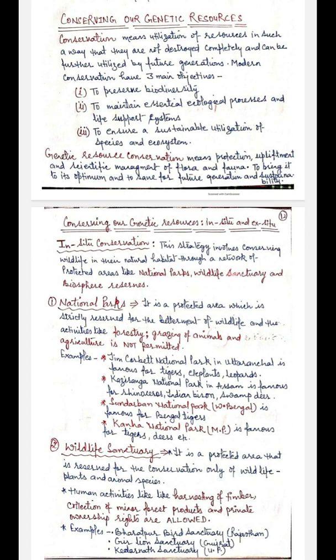Now coming to the first example of in situ conservation method, which is national park. A national park is an area set aside by the government strictly for the betterment of the wildlife. Human activities like forestry, grazing or agriculture are not permitted. Example, Jim Corbett National Park in Uttaranchal is famous for tigers, elephants, leopards and many species of deer.